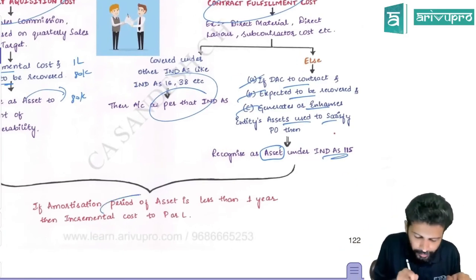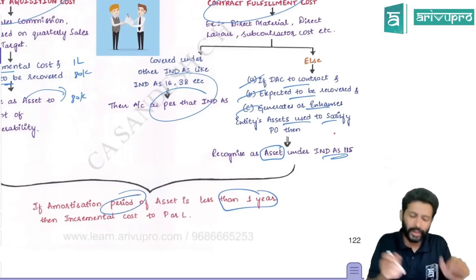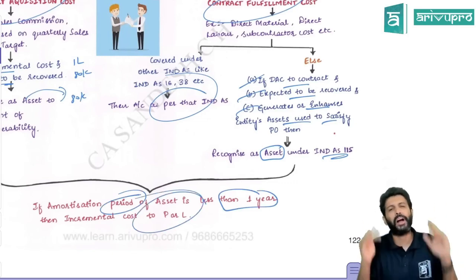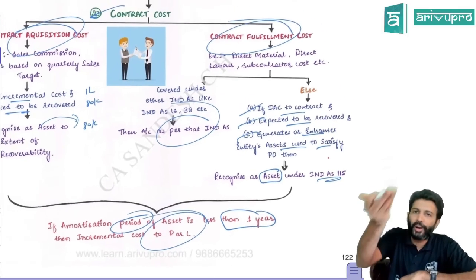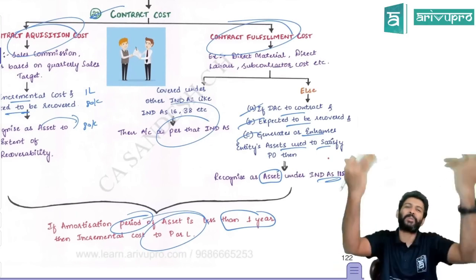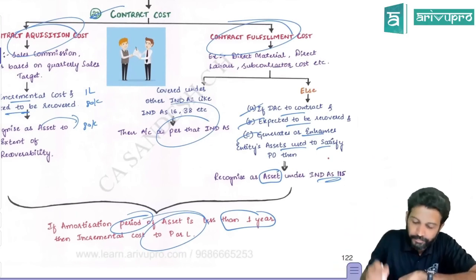However, if the contract term itself is less than 1 year, then the entire contract asset will be amortized to P&L within 1 year itself. No point even recognizing a contract asset. The entire cost will go to P&L only if the term is less than 1 year.